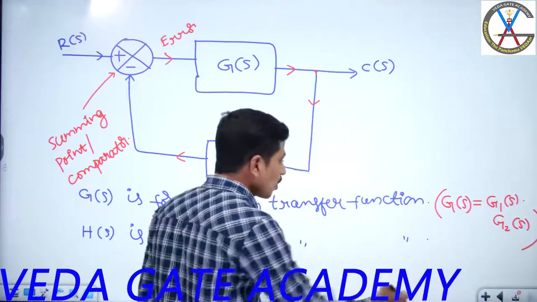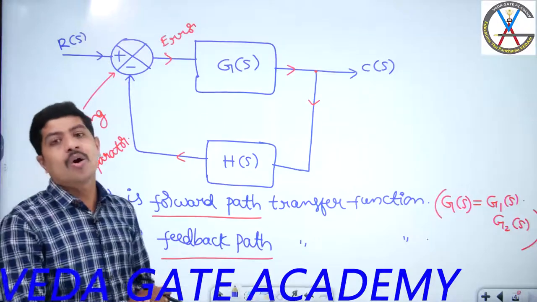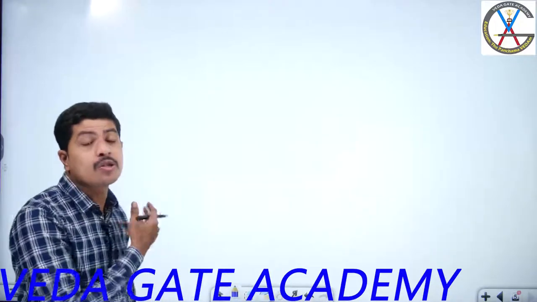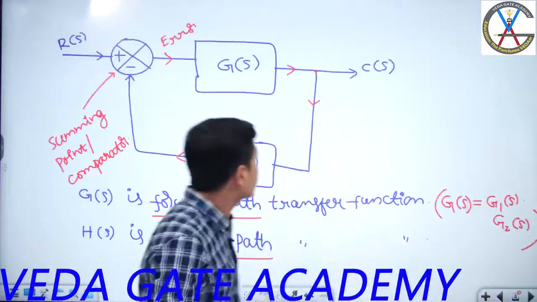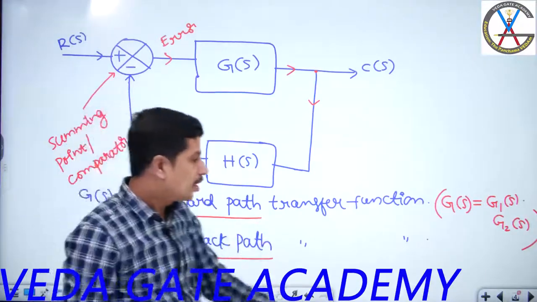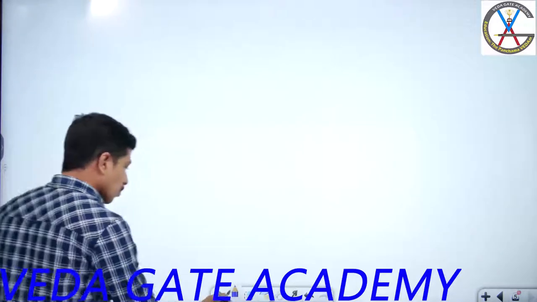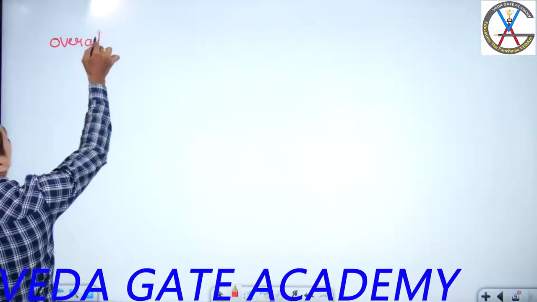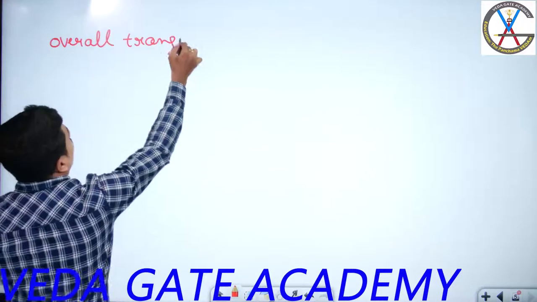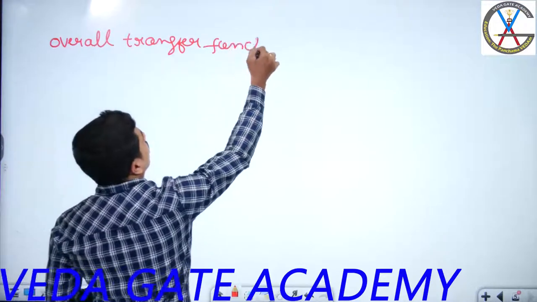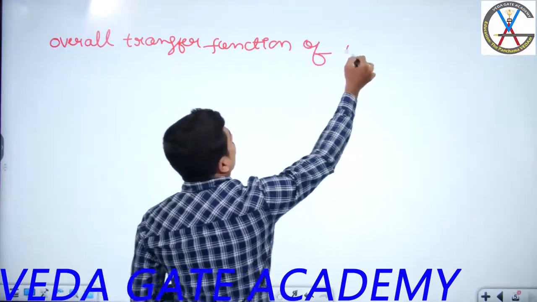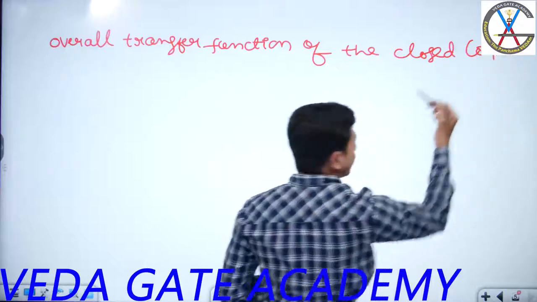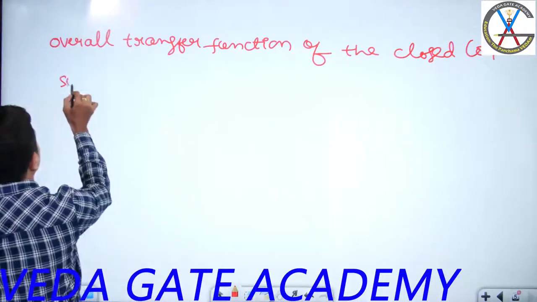Now, let's first find the overall transfer function. My heading is: find the overall transfer function of the previous closed loop system that we took. This is the closed loop system. Let's find the overall transfer function of the closed loop system. Our heading is: overall transfer function of the closed loop system.